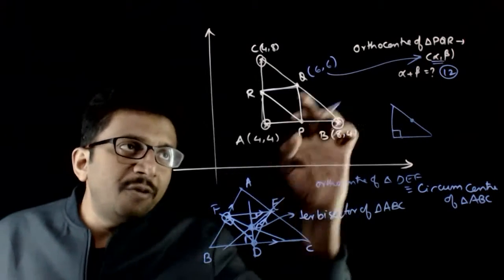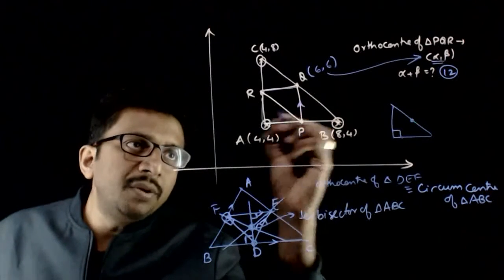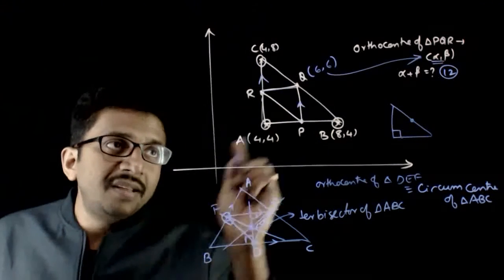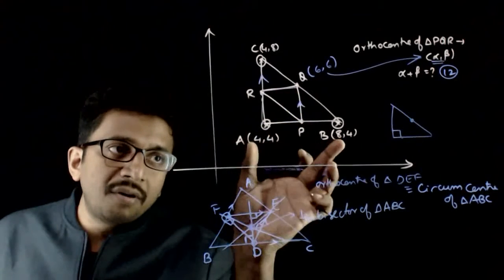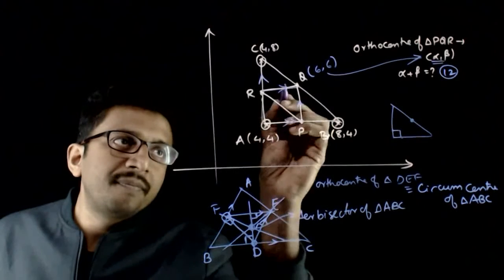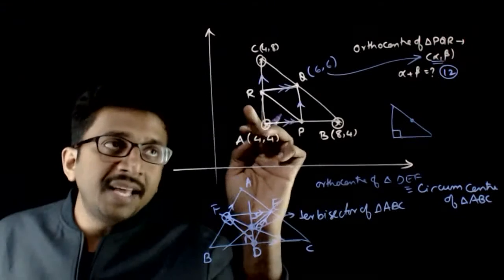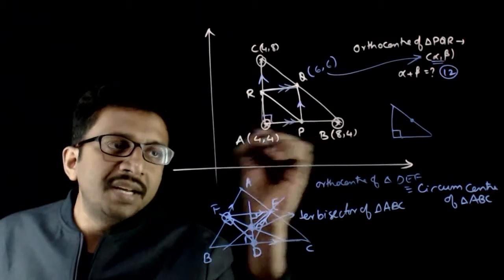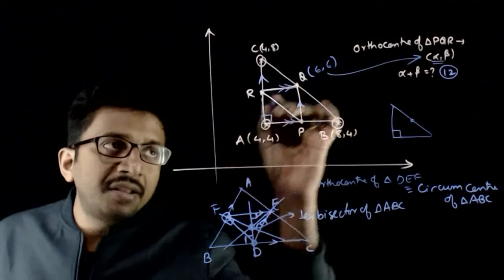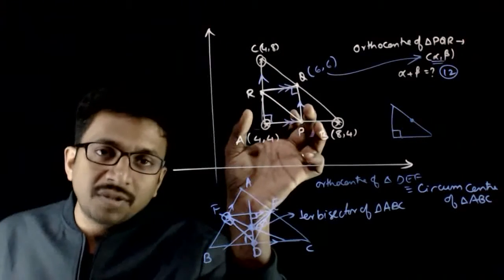Now P and Q are midpoints of BC and AB, so PQ is parallel to AC, right? Similarly, R and Q are midpoints, so RQ is parallel to AB, right? Now the angle between AC and AB is 90 degrees. So the angle between PQ and RQ should also be equal to 90 degrees because this is a parallelogram. These two sides are parallel, these two sides are parallel.